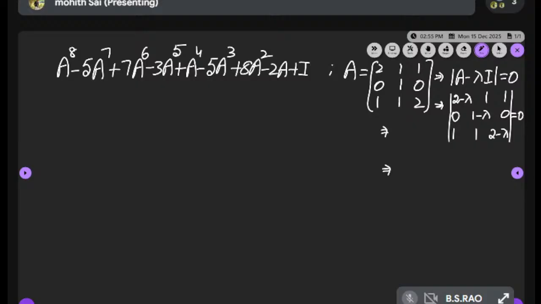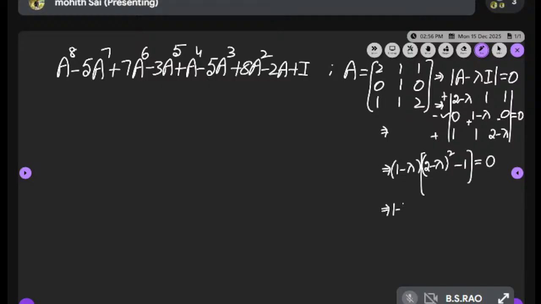This implies, consider the second row. This is plus, minus, plus. This is plus and again minus. So (1 minus lambda) into, leaving this column and this row, (2 minus lambda) into (2 minus lambda) minus 1 equal to 0.